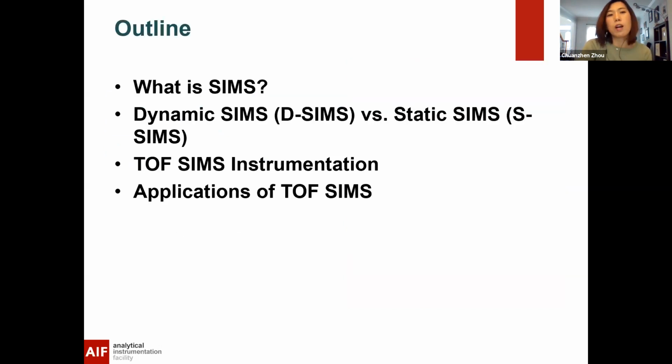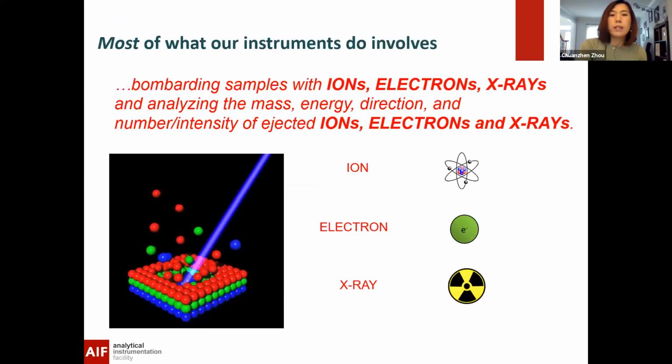So the outline of my talk today: I will first talk about what secondary ion mass spectrometry is, and the difference between dynamic SIMS and static SIMS. We call them D-SIMS and S-SIMS. Then I will go over the TOF-SIMS instrumentation part: what the source is and how the time-of-flight mass analyzer works. And then I will give you a lot of applications of time-of-flight SIMS, most of which were collected using our instrument. All right, so the first two parts: what is SIMS?